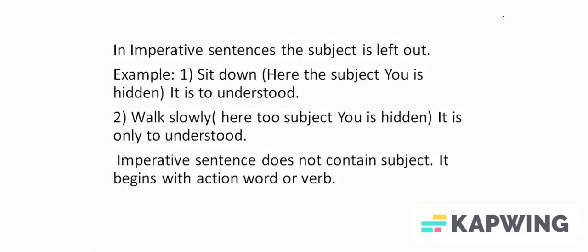In an imperative sentence, the subject is left out. For example, sit down. Here the subject you is hidden. It is only understood. Walk slowly. Here too, the subject you is hidden. It is only understood.